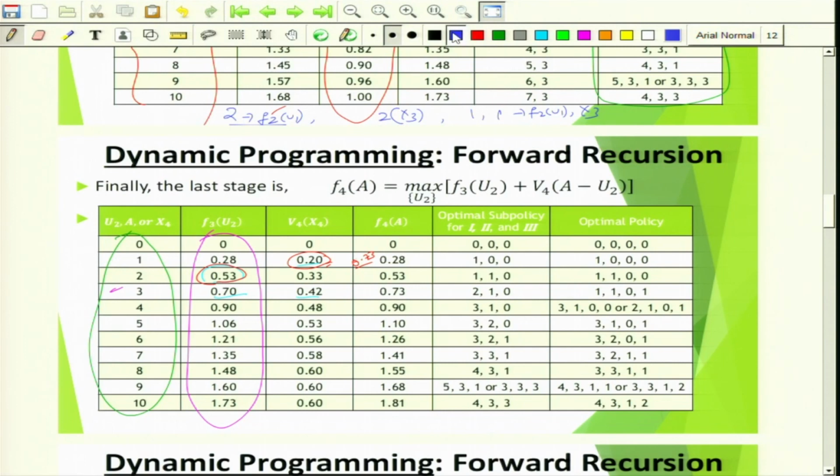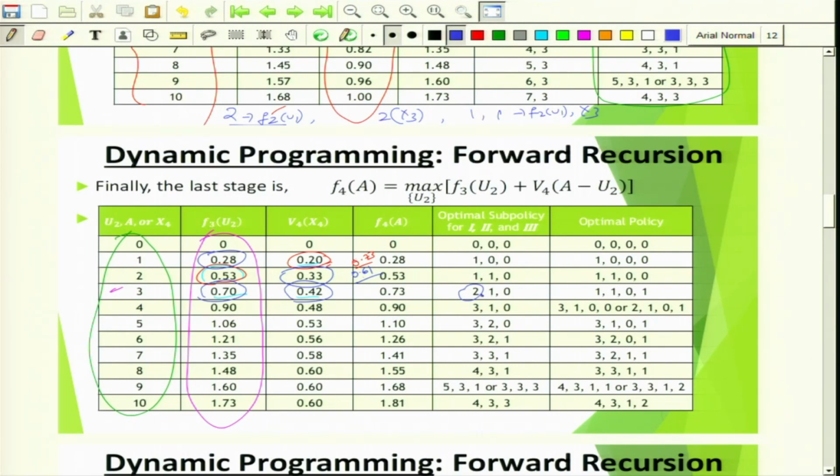Or let's say you take 1 from F3 of U2 and 2 from X4. How much is it coming out to be? 0.28 plus 0.33. How much will it come? 0.61. Earlier, if you totally invest on F3 of U2, you get 0.7, or just X4 it is 0.42. The 1, 2 combination will give you 0.61, but the 2, 1 combination will give you 0.73. So that is the best. So you invest 2 units on F3 of U2, and 1 unit on X4.